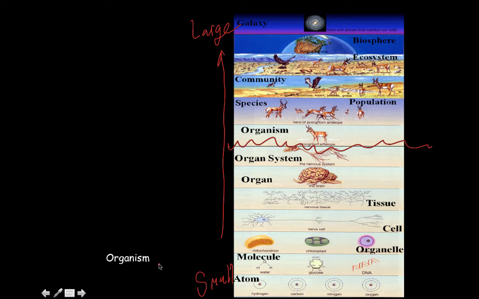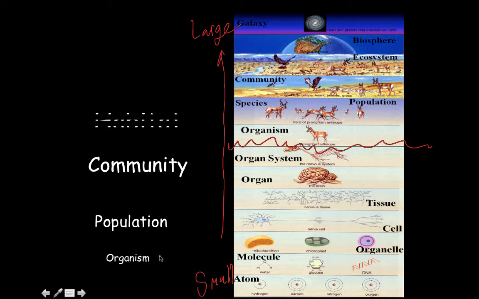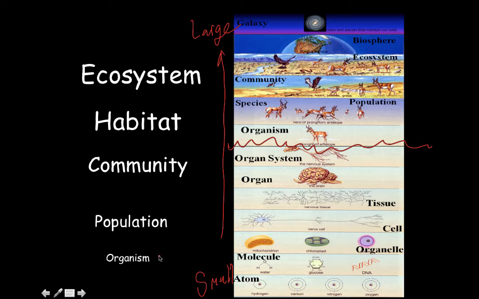Organism is the first one that we'll mention. Then we move up to a population. Then we move to a community, a habitat, and they're getting bigger, the ecosystem, and then the biosphere. Once we talk about the biosphere, that's the entire planet, really, where life can be sustained. We don't really mention the galaxy in ecology. We kind of skip past that.